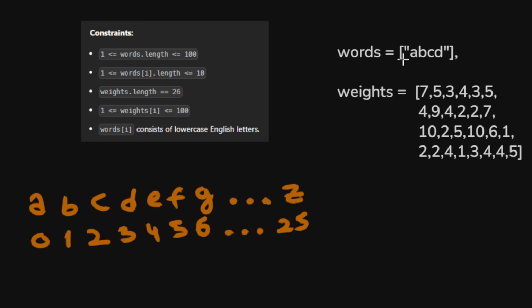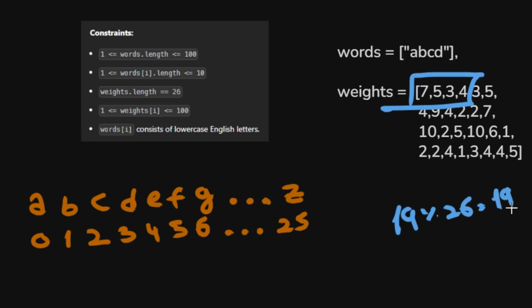And now from each word we can take the corresponding weight, which in this case is 19, and we do 19 modulo 26. In this case, the result is 19. And now the question is, how do we get the corresponding letter in the reversed alphabet?